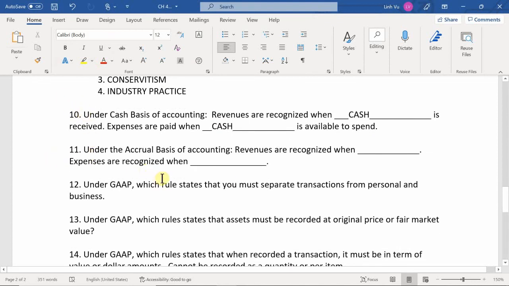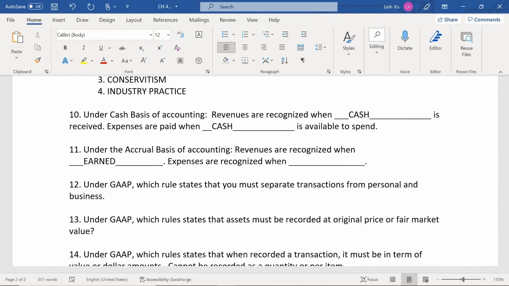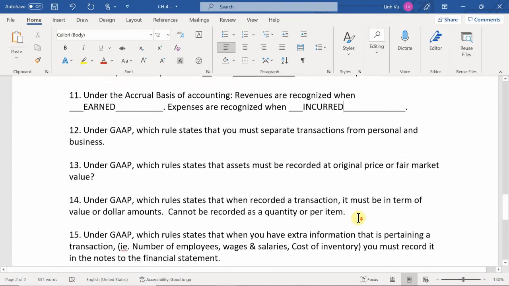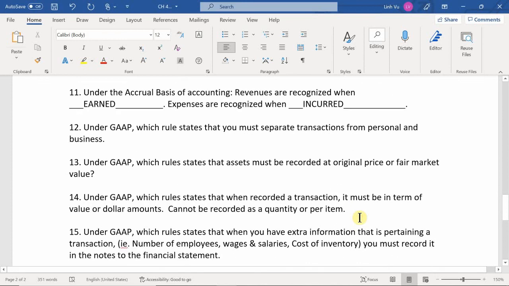Number 11, okay, under the accrual basis of accounting, revenues are recognized when blank. Earned. Yes, right? The day that you either sell the product or provide a service is going to be the day that you earn your revenue. All right? And expenses are recorded when blank. Incurred. The day that you complete the task and it has happened. Incurred. Okay?